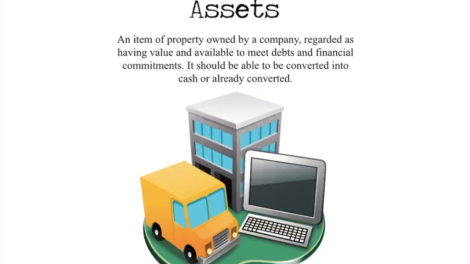So to begin with, an asset is simply an item of property owned by a company, and the asset has a value and it can be sold. When it's sold it is converted into cash, which then can be used to pay off any debts or financial obligations by the business. Now, the assets can be categorised into current assets and fixed assets, also known as non-current assets.